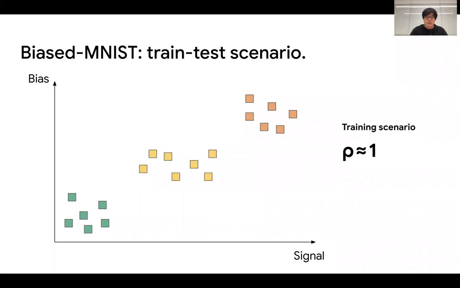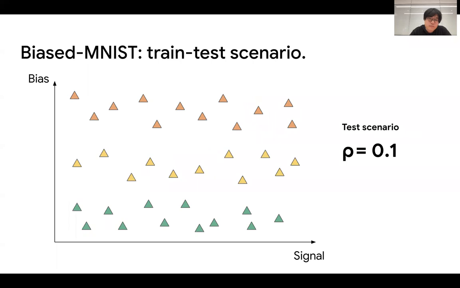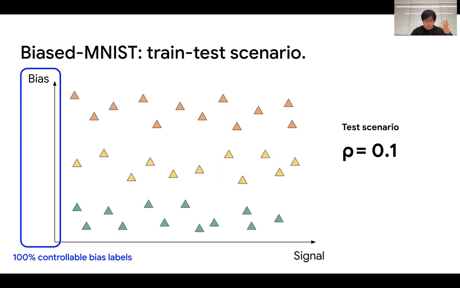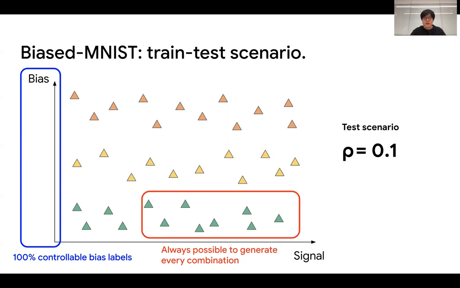So we set rho to almost one. Actually, we use less than one, because equal to one is unable to run; there is no motivation to learn any shape or global cue. So we use rho less than one, like 0.997 or 0.999. And here is our test scenario. We just set rho equal to 0.1 because we have 10 classes, right? So this bias is 100% controllable, with interpretable bias labels, meaning color. And these scarce combinations are actually not scarce, because we can generate every combination at very cheap cost.